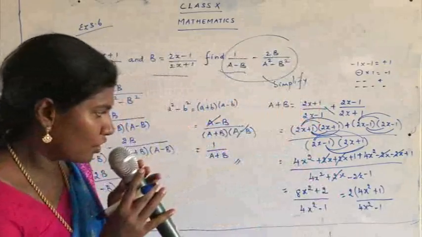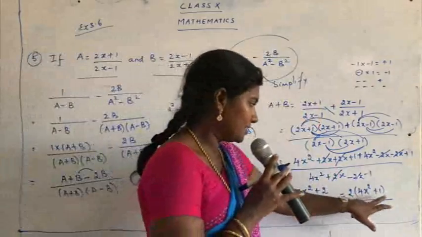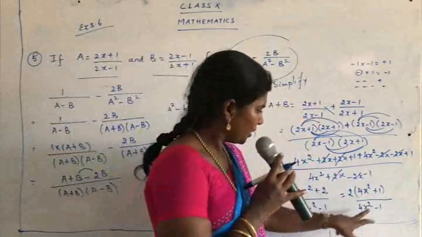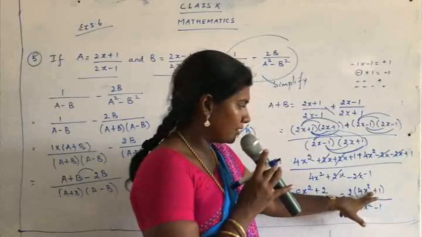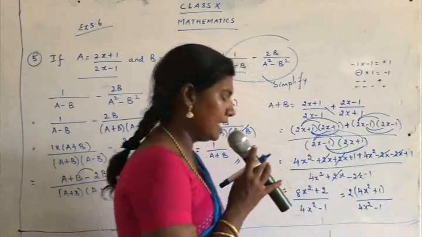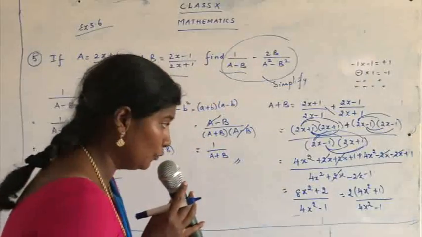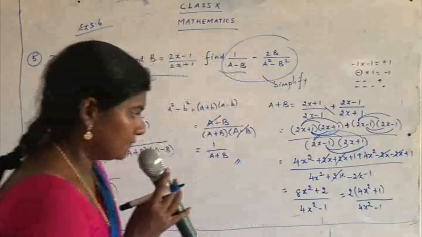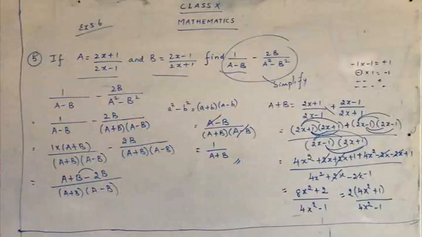And one more thing, children, do not cancel the numerator part and denominator part. Just see here, maybe the terms are same. There is 4x square and 1, 4x square and 1. But see the sign over here. Numerator part contains the positive sign and the denominator part contains the negative sign. So we cannot cancel the numerator part and the denominator part. They are different. So now what we have found is a plus b.